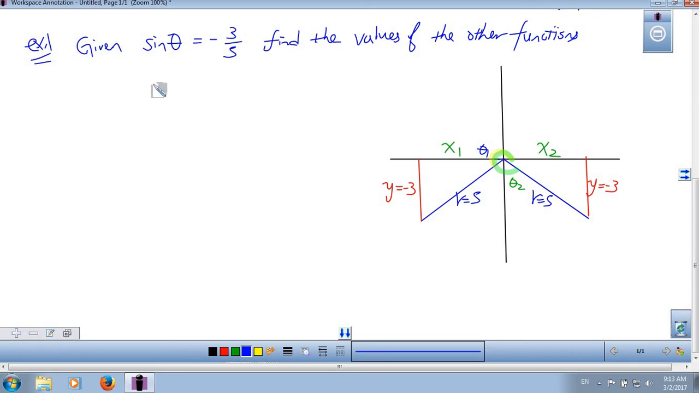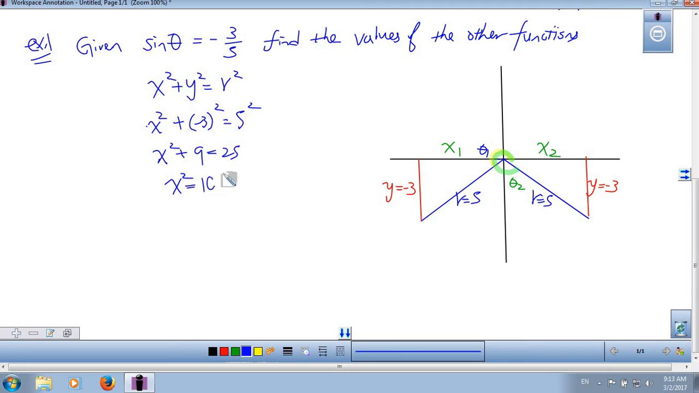Now, what was our relationship between x, y and r? It's the Pythagorean theorem: x squared plus y squared is equal to r squared. We don't know what x is, so we plug in -3 for y and 5 for r. So x squared plus 9 is equal to 25, so x squared is equal to 16, since 25 minus 9 is 16. So x is equal to plus or minus 4. That tells us x1 is going to be -4, and x2 is going to be positive 4, because one side is on the positive x-axis and the other is on the negative x-axis.